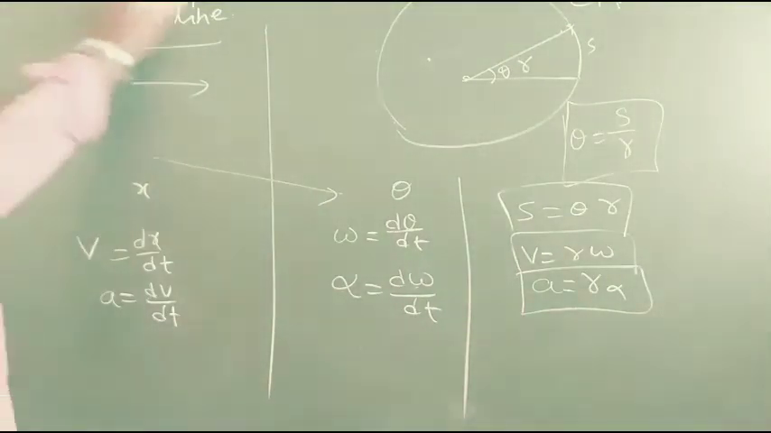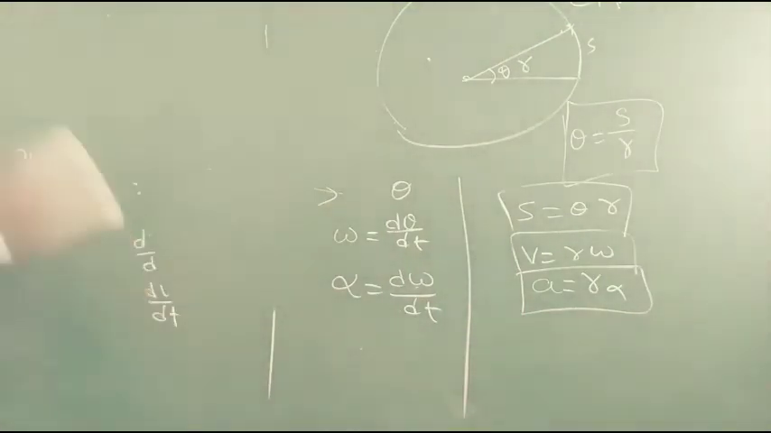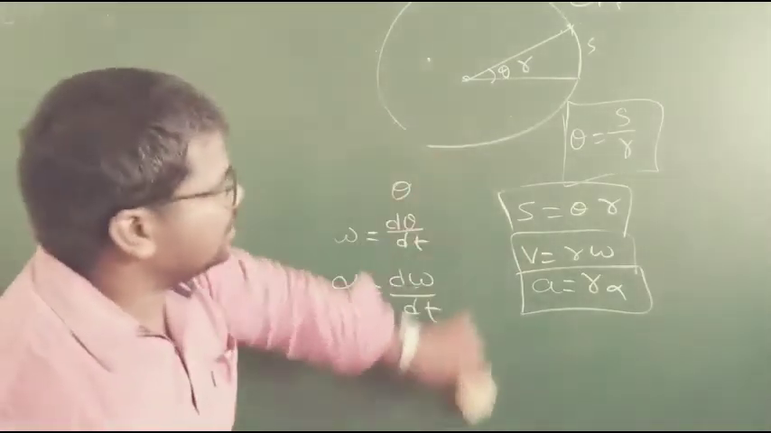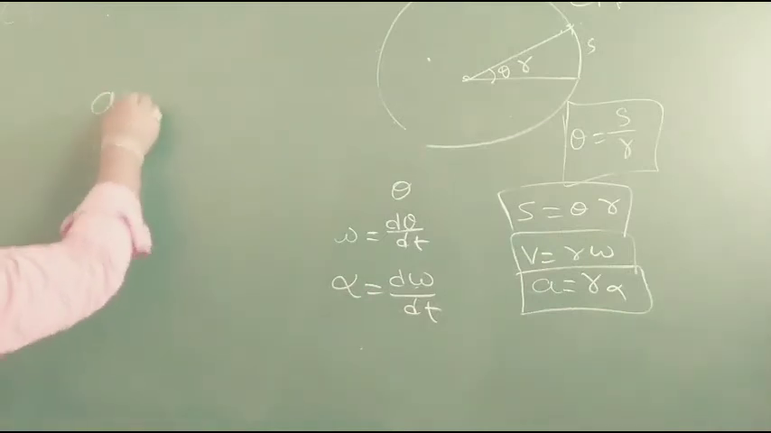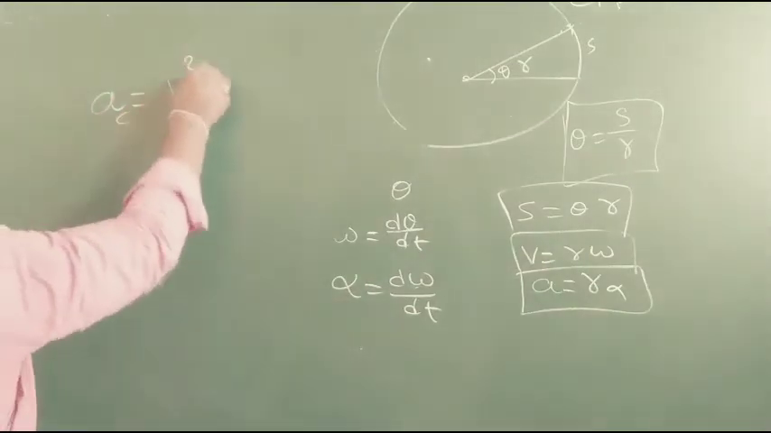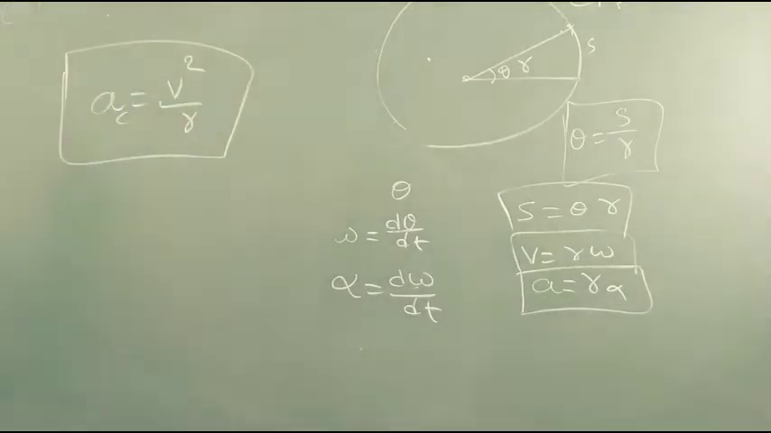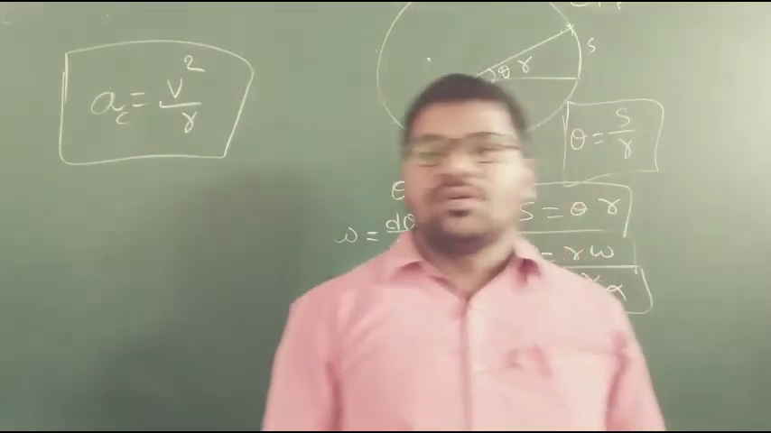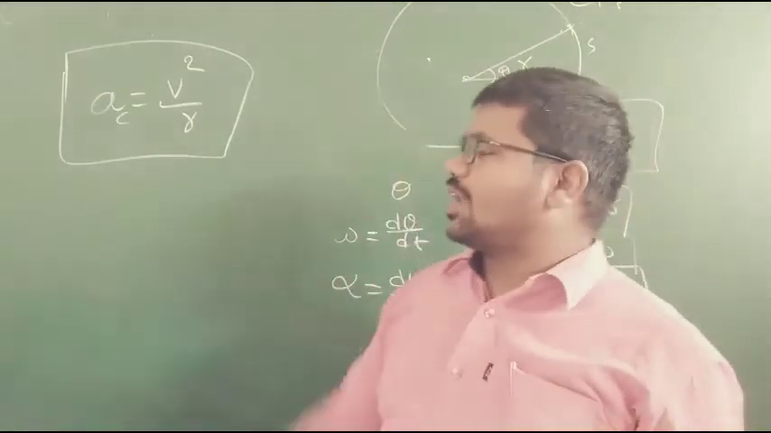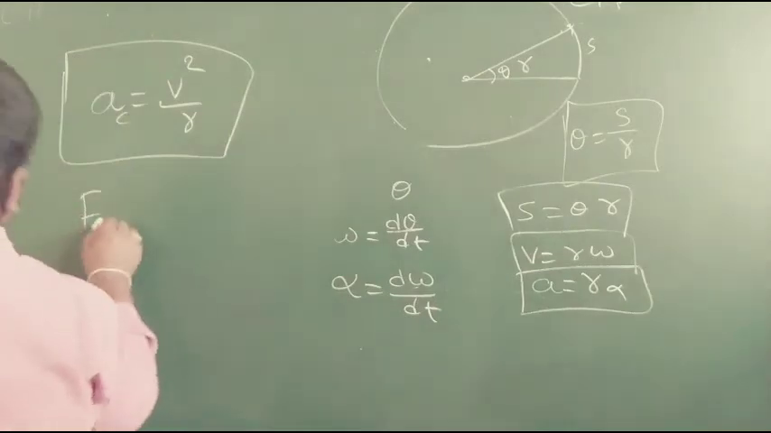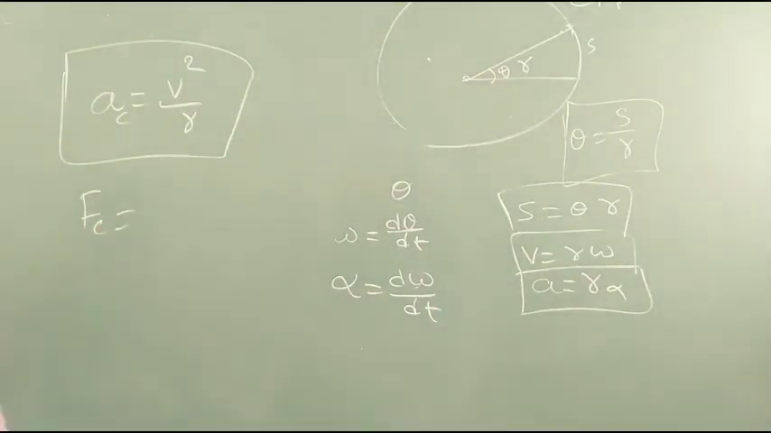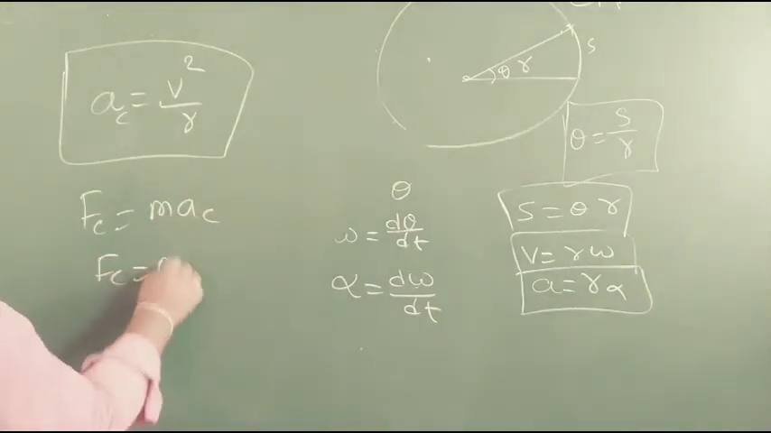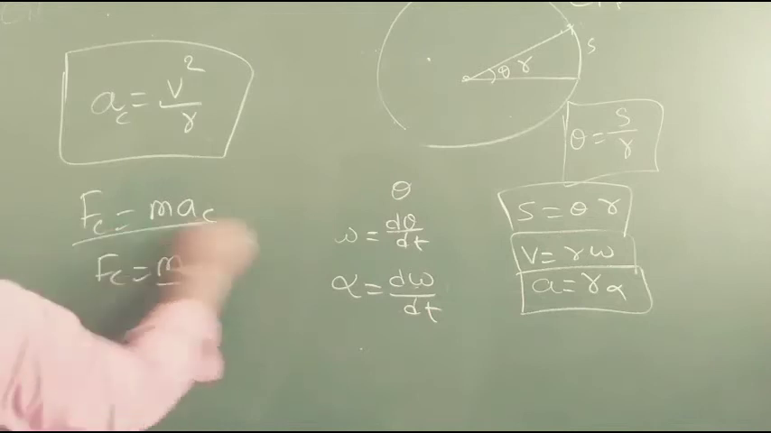Coming to centripetal acceleration: the acceleration which acts towards the center. Centripetal acceleration a_c is equal to v square by r, directed inward. Coming to centripetal force: the force which acts towards the center of the circle. F_c is equal to m v square by r. This is centripetal force.